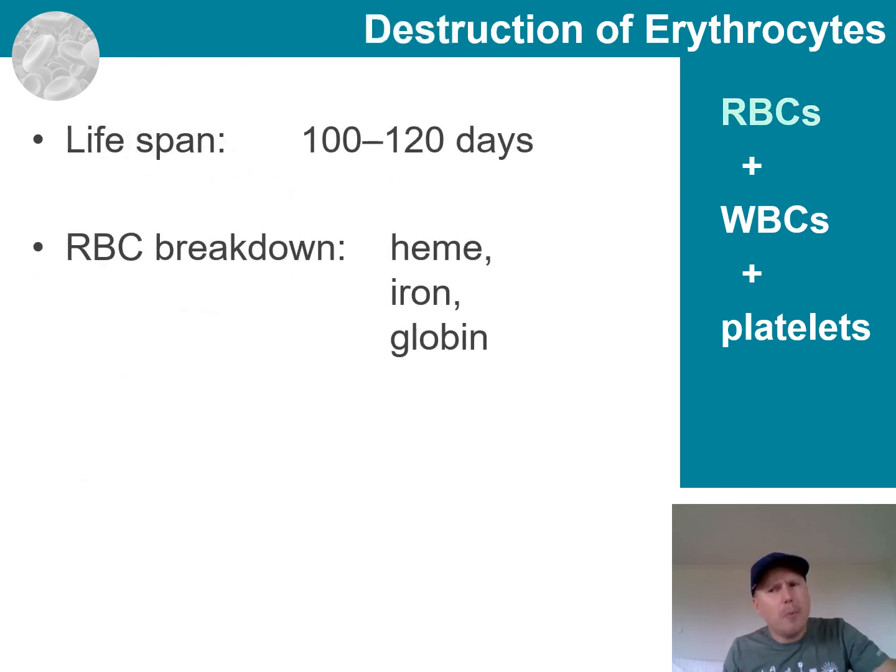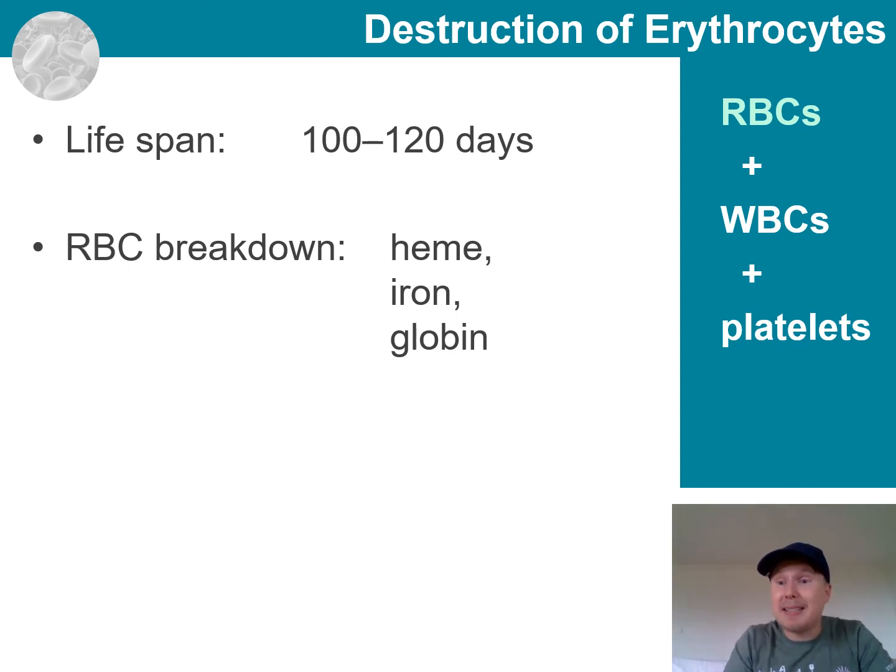So what happens to red blood cells? Well, they live for about 100 to 120 days. And because remember, they were anucleate, this means that they did not have a nucleus. They cannot grow or divide to make new red blood cells themselves.